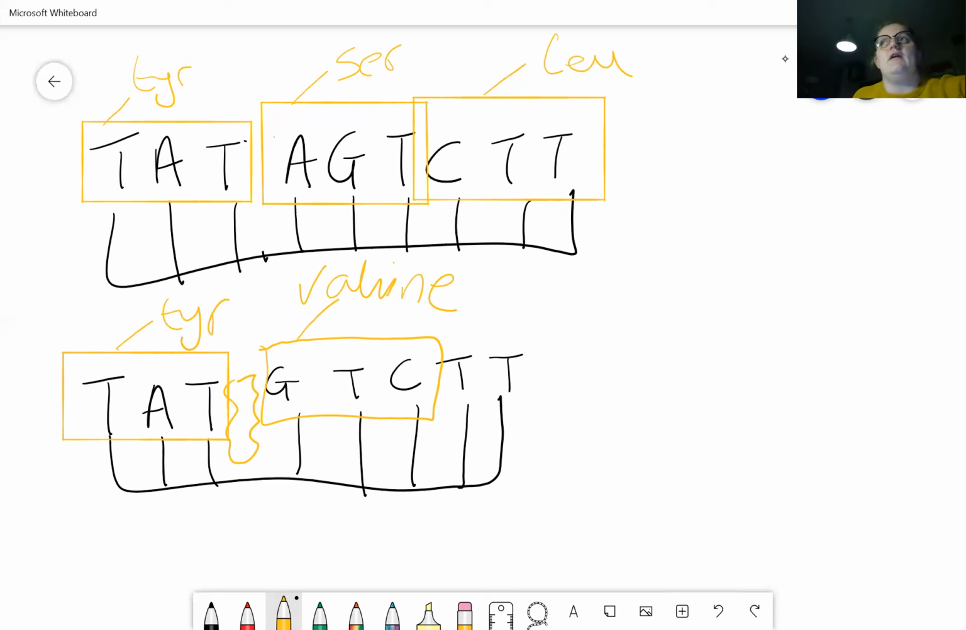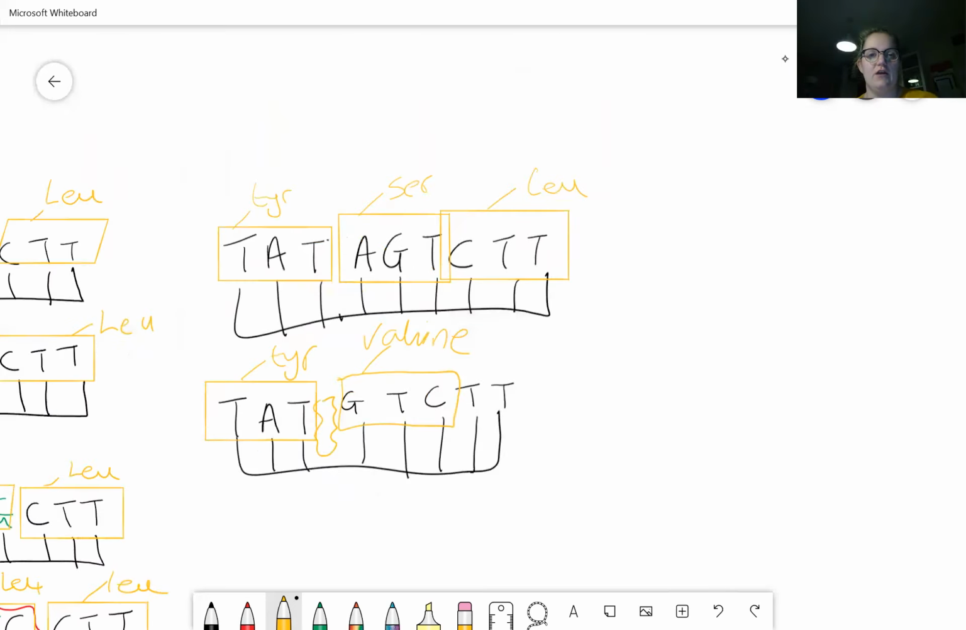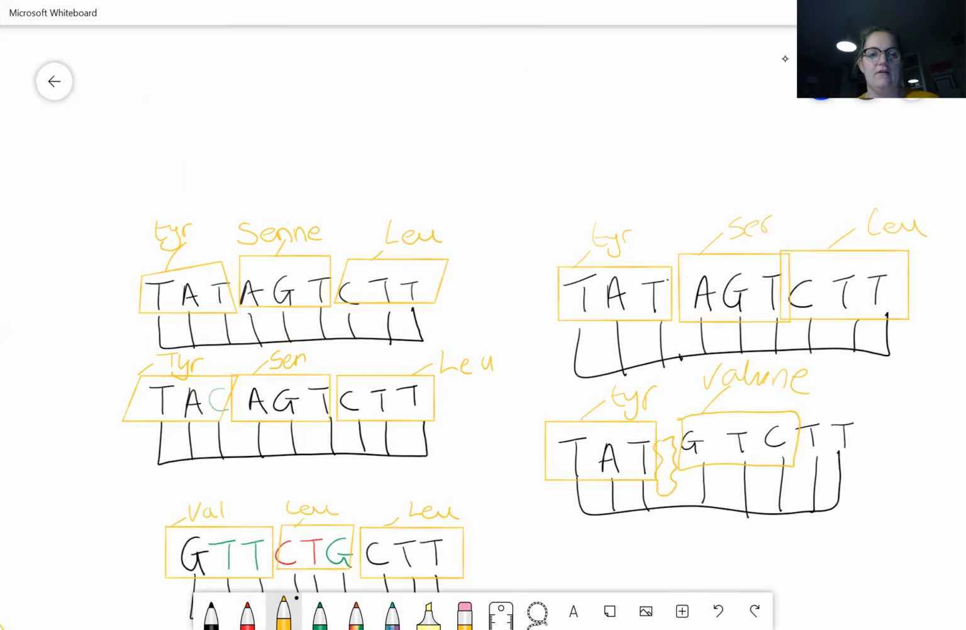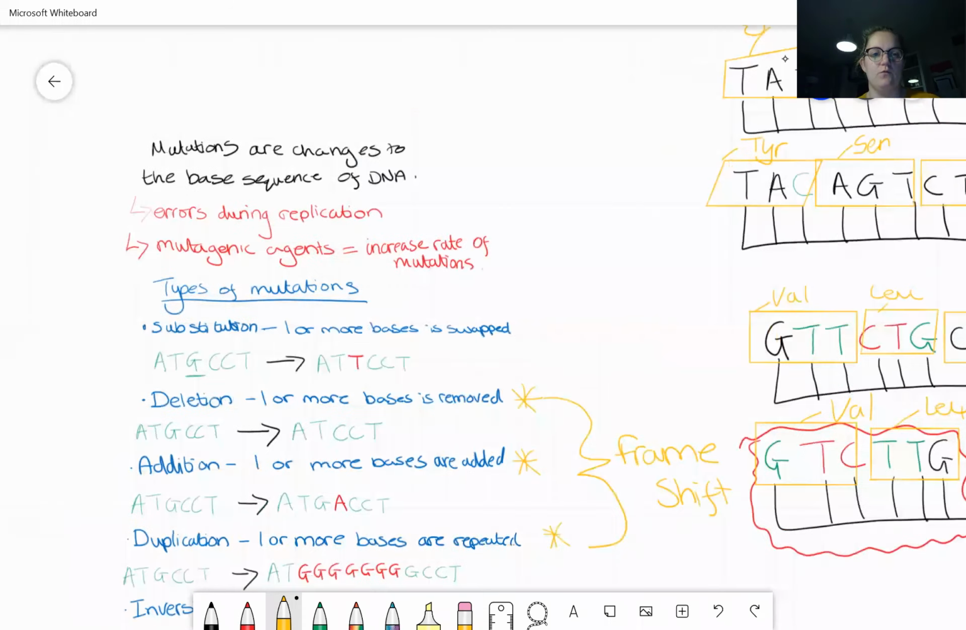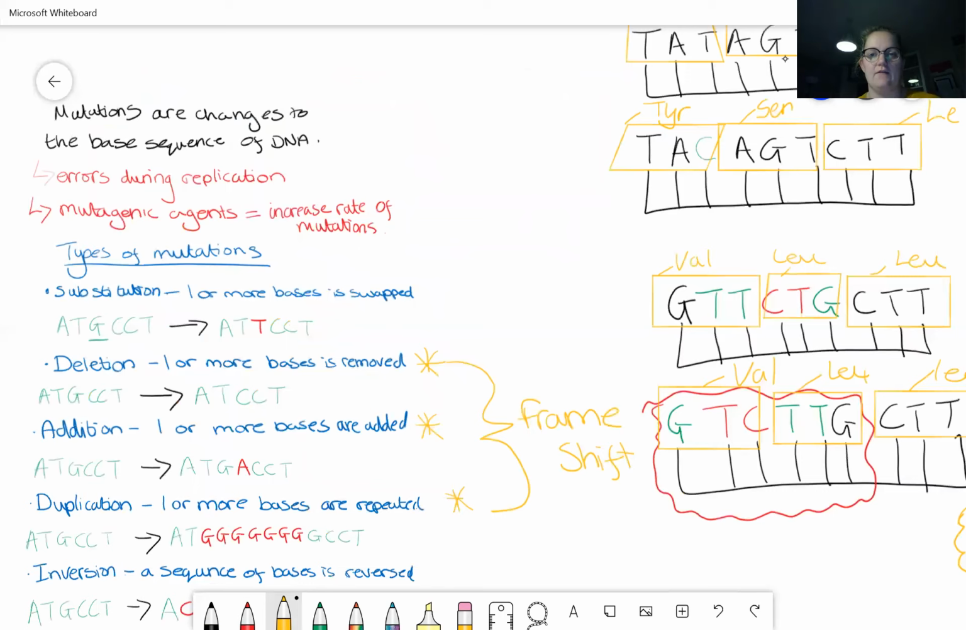So the only other thing with mutations that I mentioned at the beginning that we haven't actually looked at is mutagenic agents. I said mutagenic agents can increase the rate of mutations. But what on earth is a mutagenic agent? Well, let's have a quick look here.